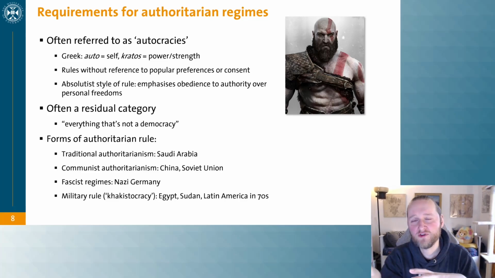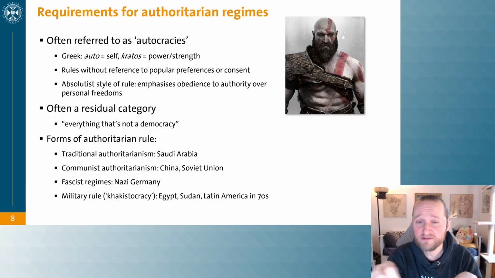And the difference from an autocracy to a democracy is that rules in an autocracy are generally made without reference to popular preferences or to popular consent. So rules and regulations are implemented and arrived at without asking those that are affected by them whether or not they like these, which is of course how it works in a democracy. If you don't like a specific rule or law, you could vote out the people that have created it, and you can vote in people that will do away with that rule.